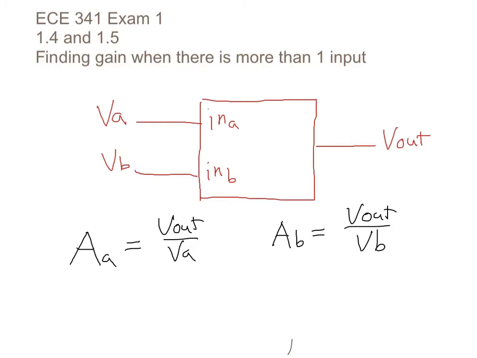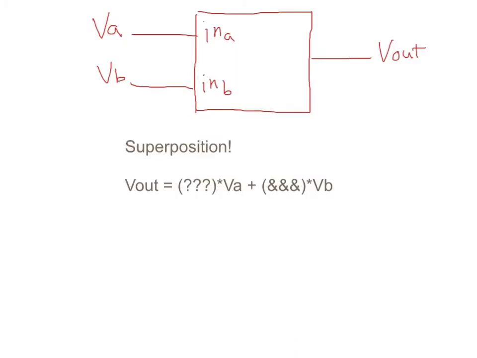Here we go. We all know that when you have multiple inputs and a single output, we can use our favorite technique, superposition. And we do that, we find the output in response to VA for this case. We get something times VA. We do the whole analysis again. We get something times VB. Superposition says we can just add those outputs together.